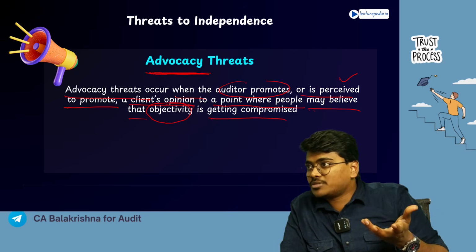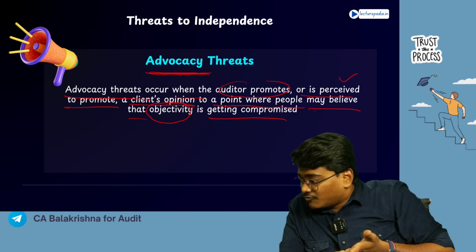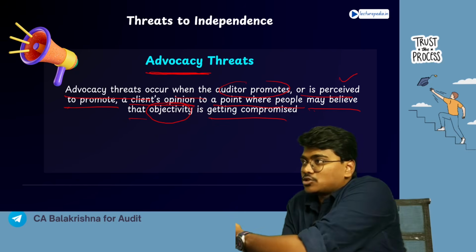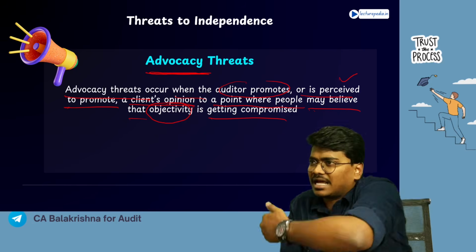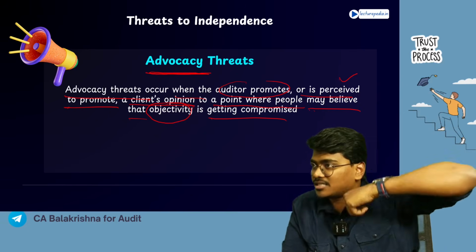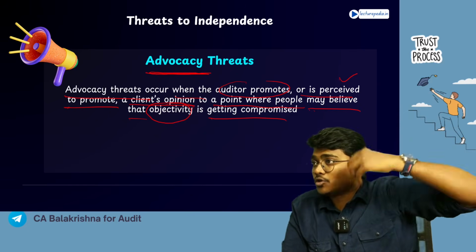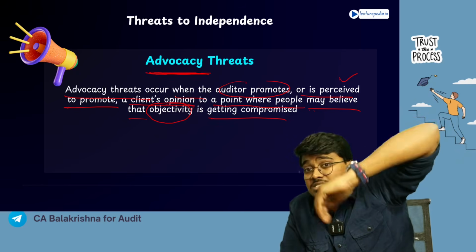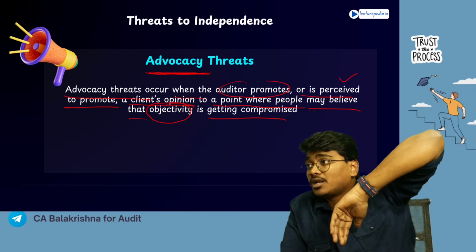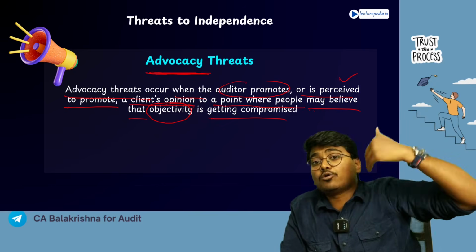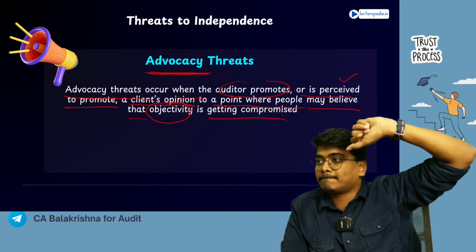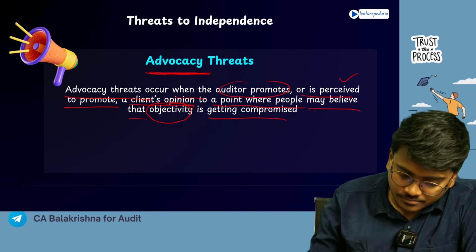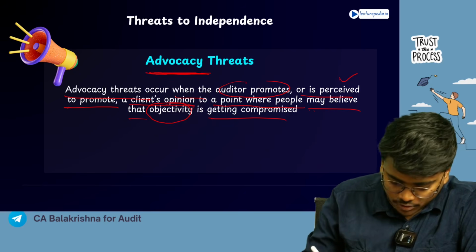Why have you lost your objectivity? Because without giving any importance to the actual facts, you keep saying that the client is this, the client is that, it is doing very good, right? You say all these things to such an extent that people start to feel that you have lost your objectivity. Got it? Understood? So that is the advocacy threat.